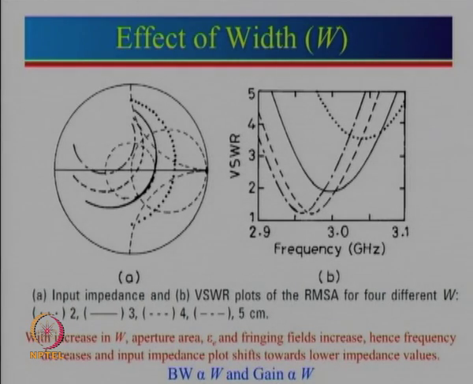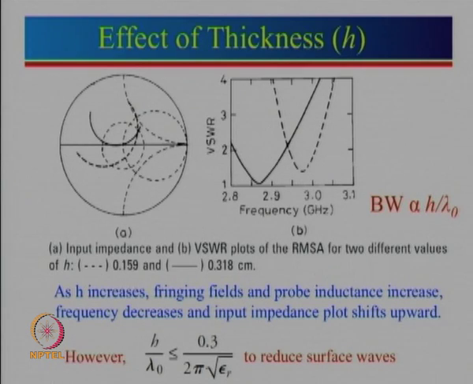Now, let us look at the effect of the other parameter. If we increase the thickness of the substrate, what happens? There are several things which happen. First, if you increase the substrate thickness, fringing fields will increase, and that means the total length will increase, because LE is equal to L plus 2 delta L. If the total length increases, resonance frequency decreases. So, that is effect 1.